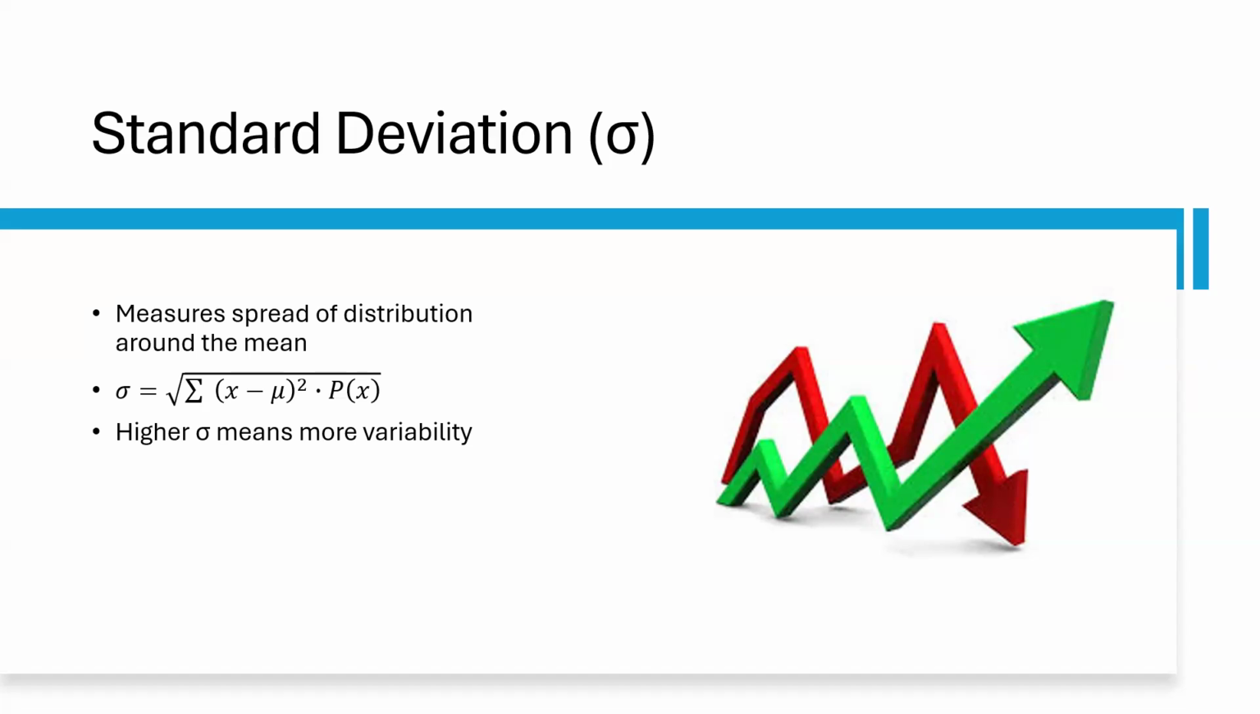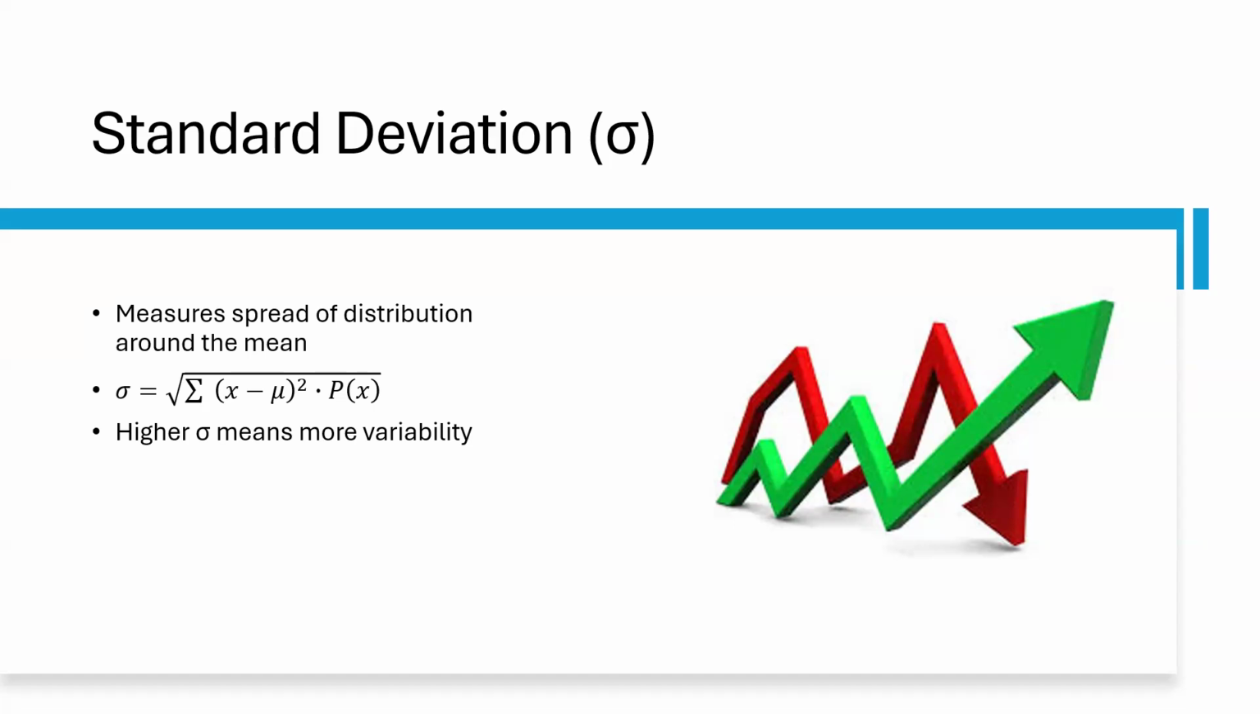It gives us a sense of how spread out the values are. A high standard deviation means the outcomes are more variable. A low standard deviation means they're tightly clustered near the mean. Think of stock prices. Some stocks are stable with low standard deviation, while others are more volatile. This same reasoning applies to customer behavior, inventory needs, and financial risk.